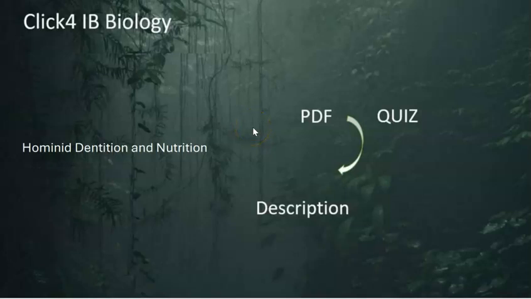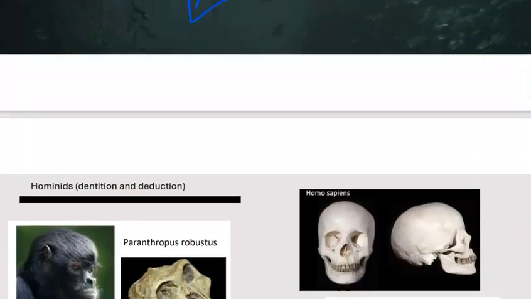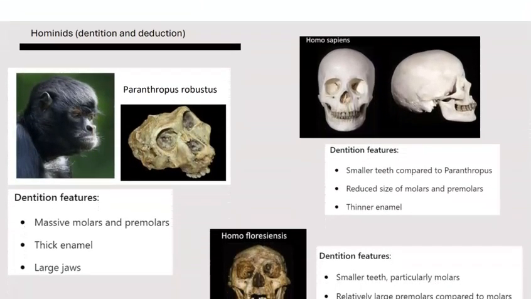Here we're looking at hominid dentition and deducing modes of nutrition from the evidence available. There's a blank version of this PDF down in the description where you'll also find 10 questions with answers that you can use to evaluate your learning of this particular topic.